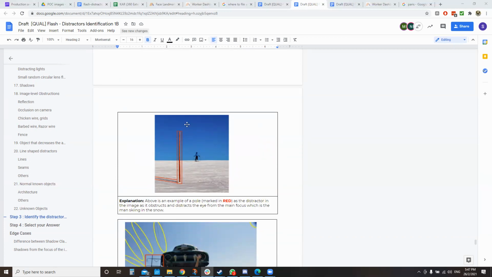So if you have something like this where you have people at the back, but the pole is there, just one pole. If there are many poles, then you know that obviously the person is the distractor. But because it's just one pole, the emphasis straight away goes towards the person compared to the pole.